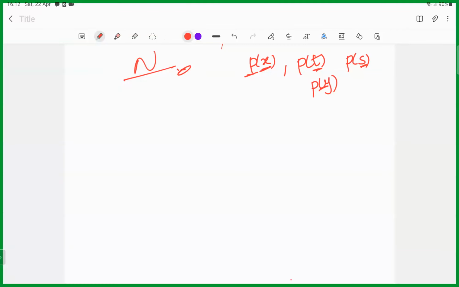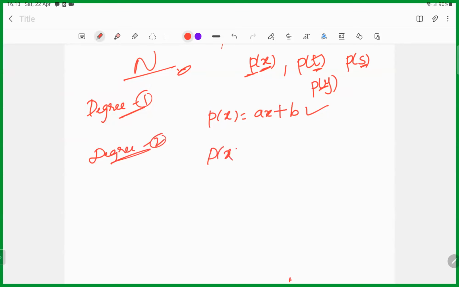So what is the basic formulation of the degree one polynomial? P of x equal to ax plus b. Very good. But degree two, Princy, can you tell me degree two? X square. Yeah. Plus b.